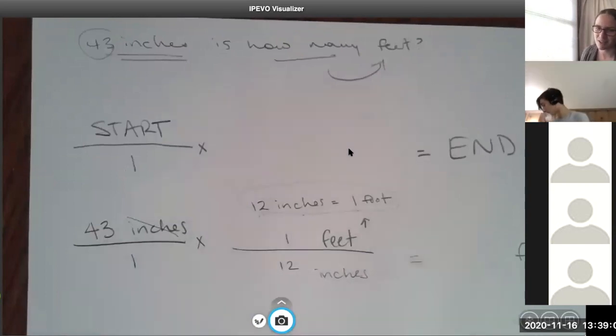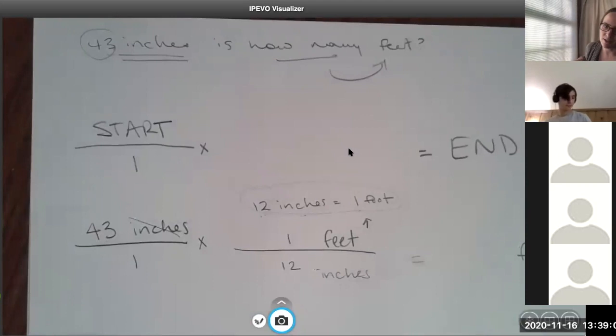Once you've got your starting units, your ending units, your conversion units, your conversion numbers, then you're going to plug this into your calculator and get something like 3.6 or something like that as your number.